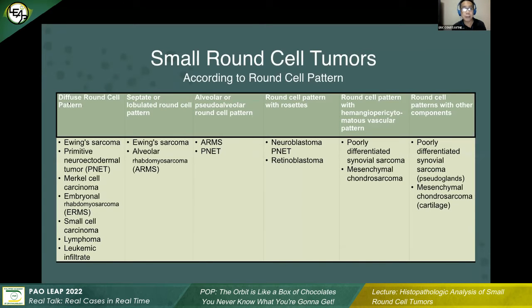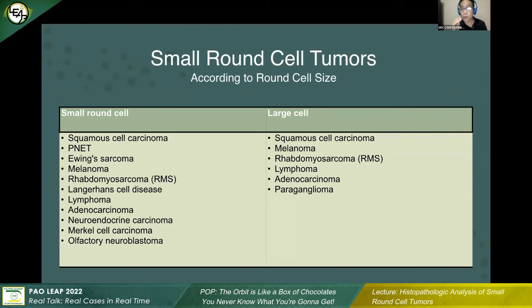round cell pattern. We have the diffuse pattern, and under these are your Ewing sarcoma, PNET, etc. We have septate or lobulated round cell patterns, alveolar patterns, patterns with rosettes, some with hemangiopericytomatous vascular patterns, and some with other components like your pseudoglands and your cartilage. We also classify them based on their round cell size. Now, I mentioned they're all small, but they're not fixed in terms of size. There's also a very narrow range of sizes wherein they are classified. And these are the small round cell tumors in the orbit. All of these examples that I mentioned have been reported in the orbit.